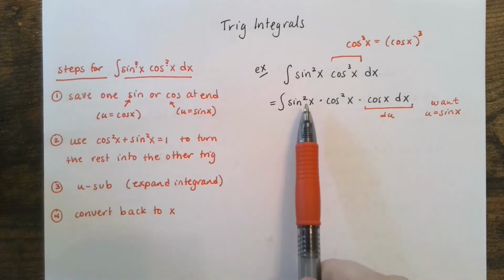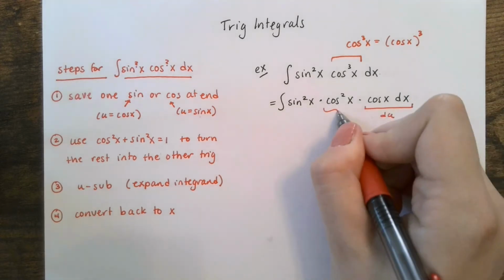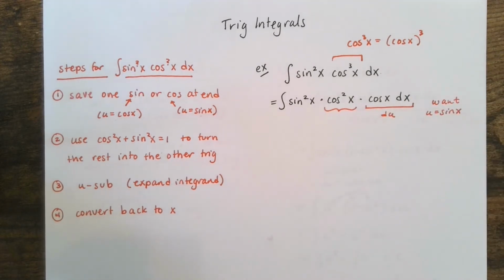Okay, so that would make this u squared. That'd be good. But then this right here, we have to do something with, right? That's the awkward piece of this. Everything else would be ready to go. And that's where step 2 comes in.